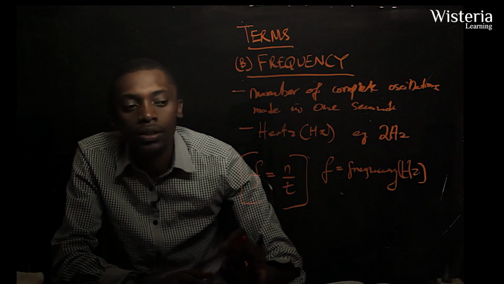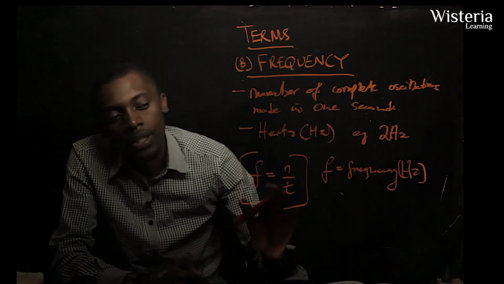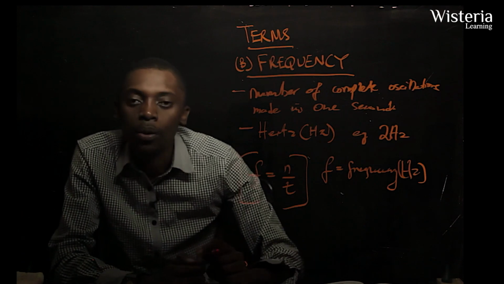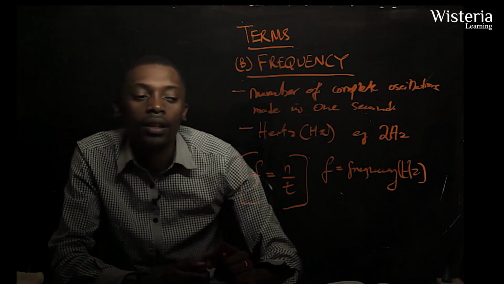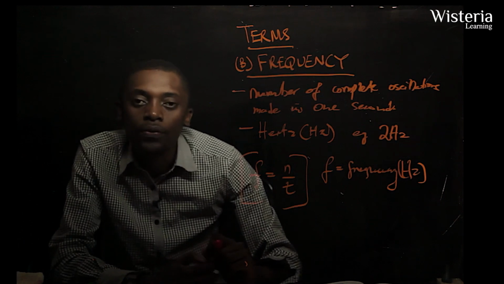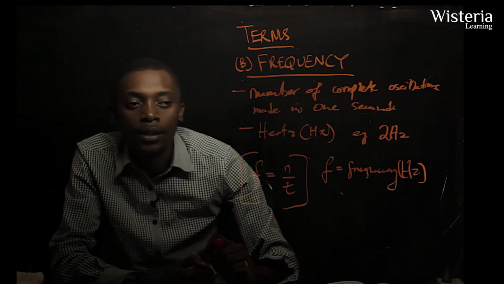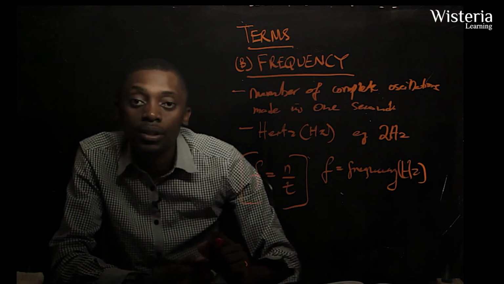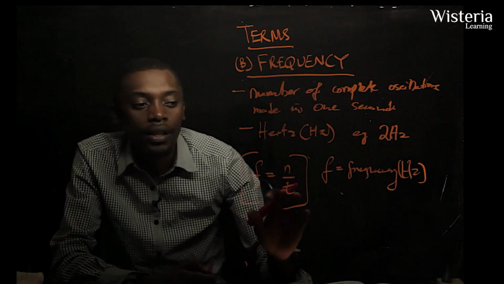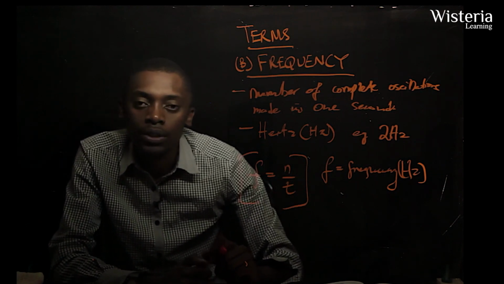So in order to determine the frequency of a pendulum, you need to know how many oscillations the bulb made in the question, and you need to know the time that it took for those complete oscillations. So that's how you can determine the frequency of a pendulum, by simply dividing the number of oscillations by the time.